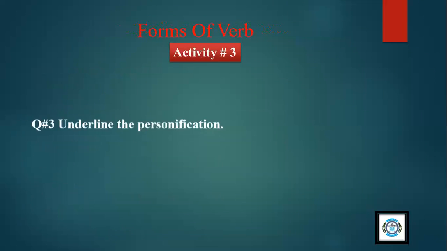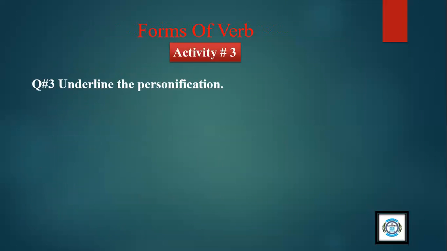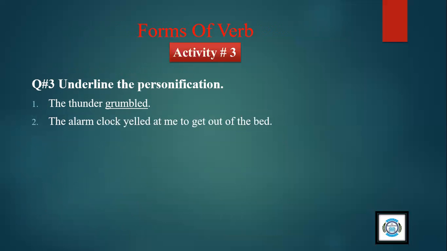Here is your activity number three. Underline the personification. The thunder grumbled. So here grumbled is the personification. The alarm clock yelled at me to get out of bed. Do you think alarm clocks can yell? So, of course, yelling is the quality of a human being, but here we are using it for the alarm clock. So, yelled is the personification.